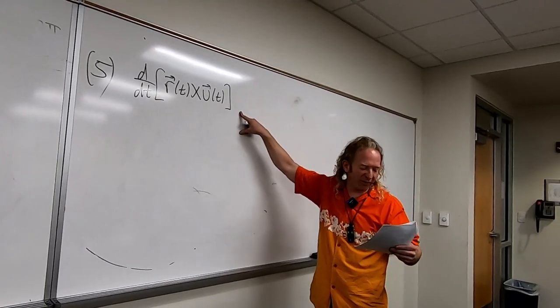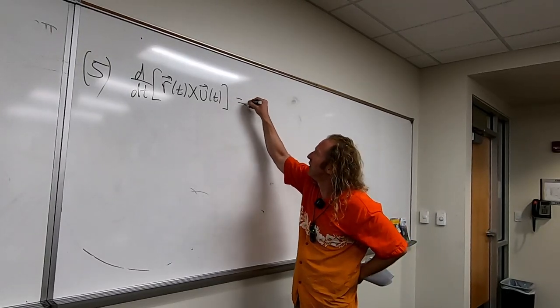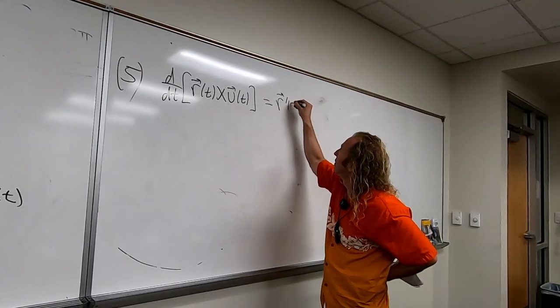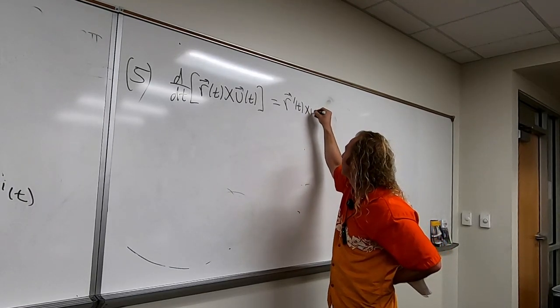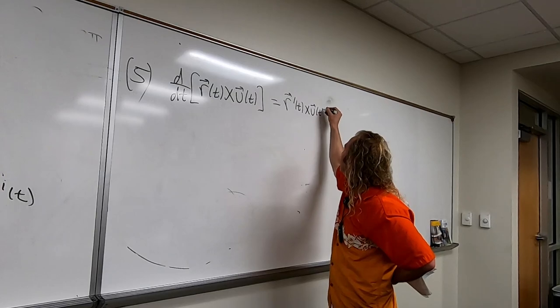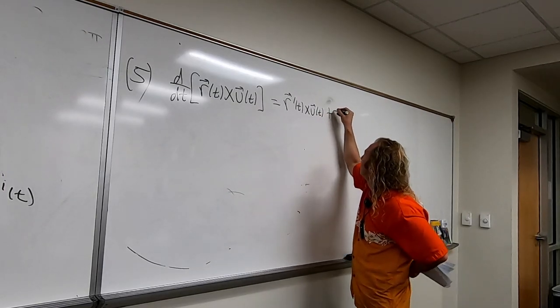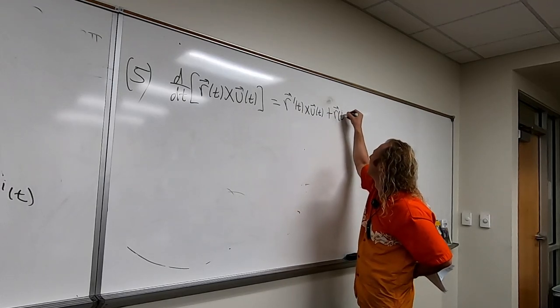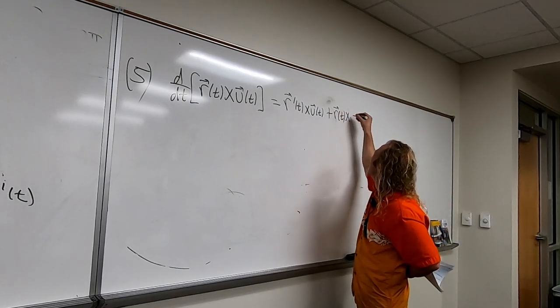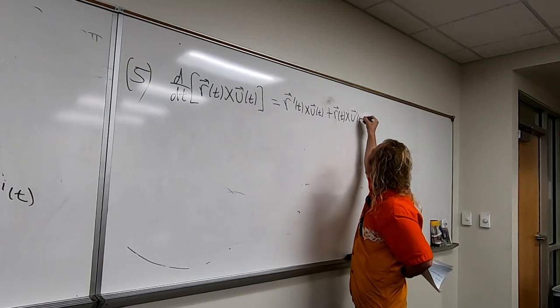So if you take the derivative of a cross product, it's the derivative of the first cross the second, plus the first cross the derivative of the second.